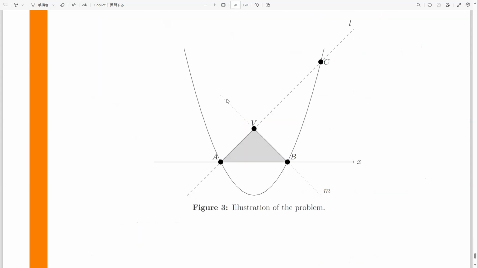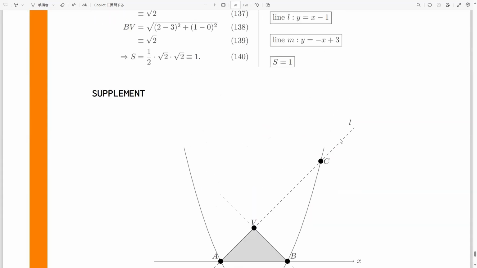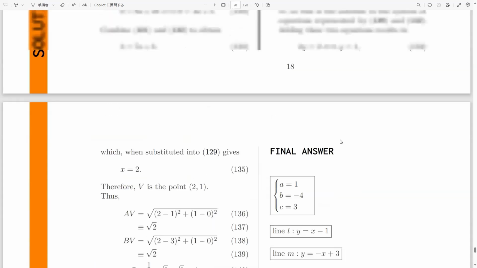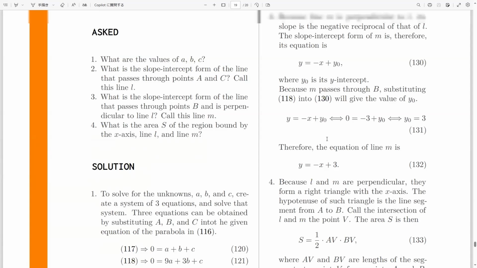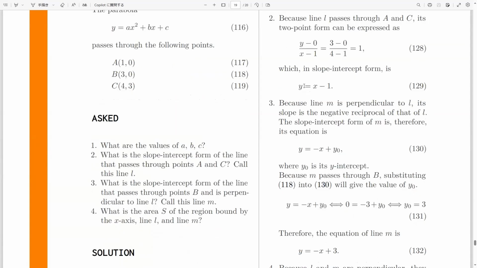Now we need the equation for the line that is perpendicular to L and passes through B. Now, if the line is perpendicular to L, what that means is that its slope must be the negative reciprocal of the slope of L. Okay, negative reciprocal. We know that the line for L is this one. What is its slope? Its slope is 1. That's the number beside the x here.